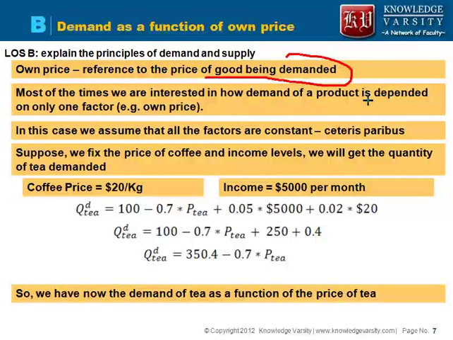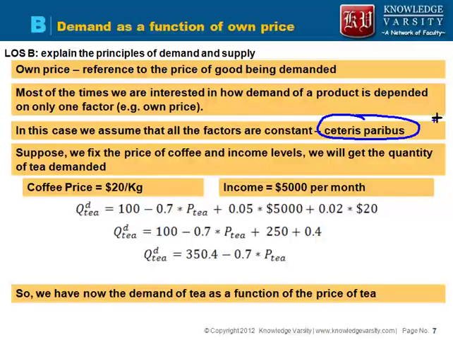Most of the time we need to know that here we have taken three factors: the own price, the price of coffee, and the income level. Many times people are interested in knowing what quantity of tea would be demanded depending on the price of only tea, and we ignore all other things. We say that assuming the price of coffee is held constant and the income level is held constant. So we are interested in the demand of a product depending on only one factor. We assume all other factors are constant, and this in Latin is called ceteris paribus. It means that if others are held constant.